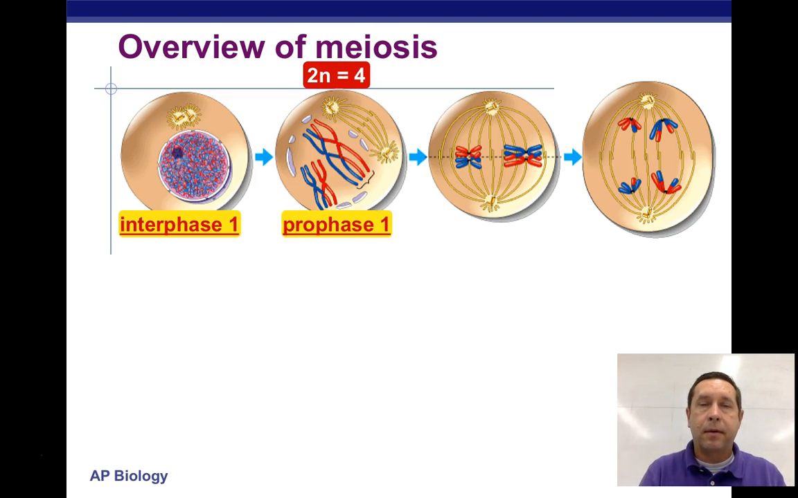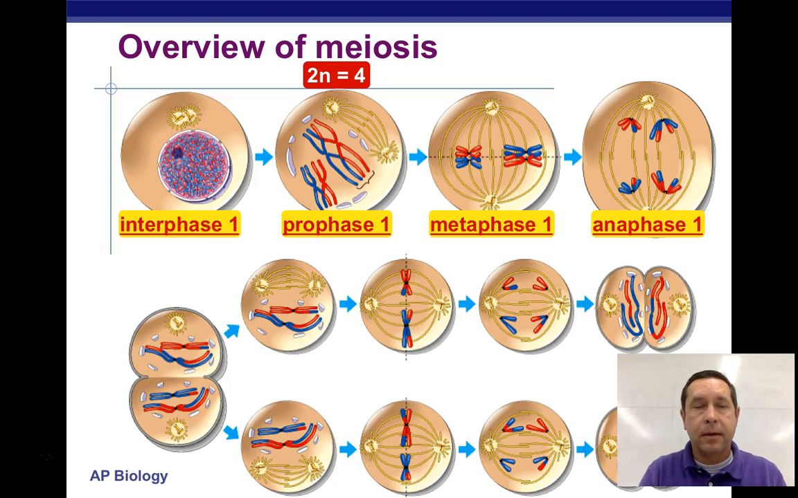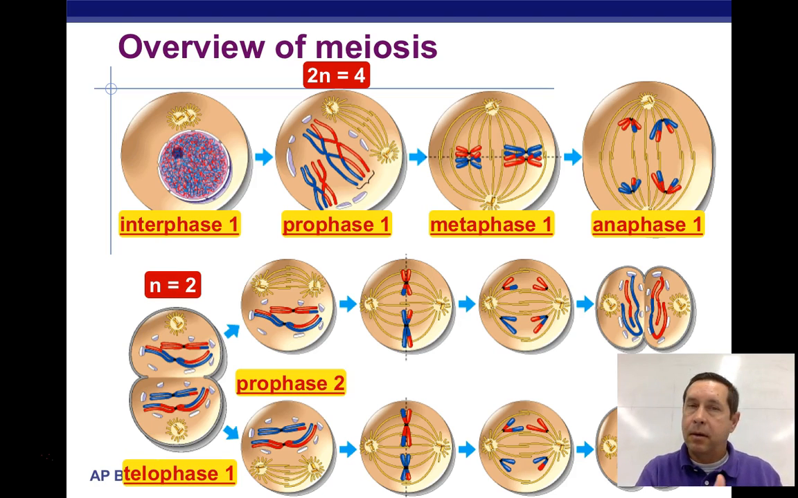We're going to have 2 copies of each chromosome for a total of 4. Metaphase 1, they line up. Anaphase 1, the chromosomes separate, very much like mitosis. Then telophase 1, the cell splits, and then you end up with, again, we now have 2 chromosomes.